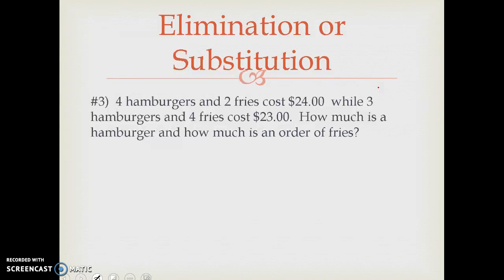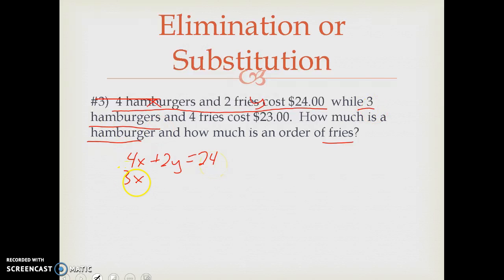We have 4 hamburgers and 2 fries costing $24, while 3 hamburgers and 4 fries cost $23. So how much is a hamburger and how much is an order of fries? I'm going to let the hamburgers be x. I'm going to let fries be y. So in the first example, if I buy 4 hamburgers, that's 4 x's, plus if I get 2 fries, that's 2 y's, it's going to cost me a total of $24. And in the second situation, if I get 3 hamburgers, that's 3 x's, and I get 4 fries, that's 4 y's, it's going to cost me $23.